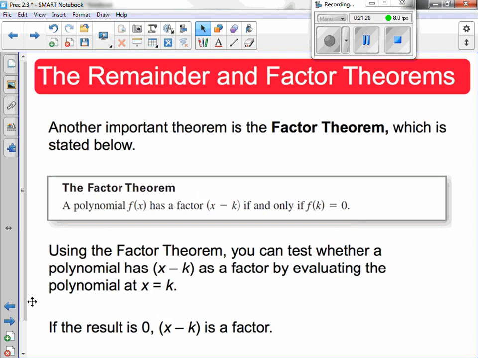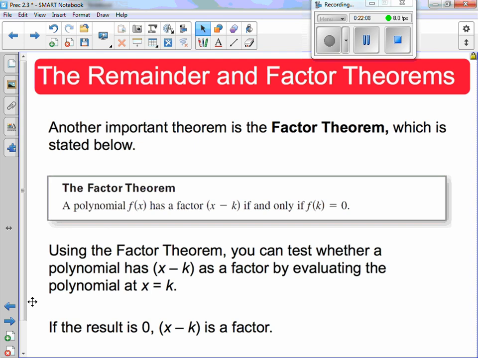A polynomial function f of x has a factor x minus k if and only if the remainder is 0. So let's combine the two that we just did. The remainder theorem stated whatever the remainder is would have been that value if we plugged it into the function, yes? This here tells me if the function equals 0 for that value, then it is a factor, yes? Which means it's a solution. Which means if I plugged it into the function and got 0, when I divide by it using synthetic division, I will get a remainder of 0.